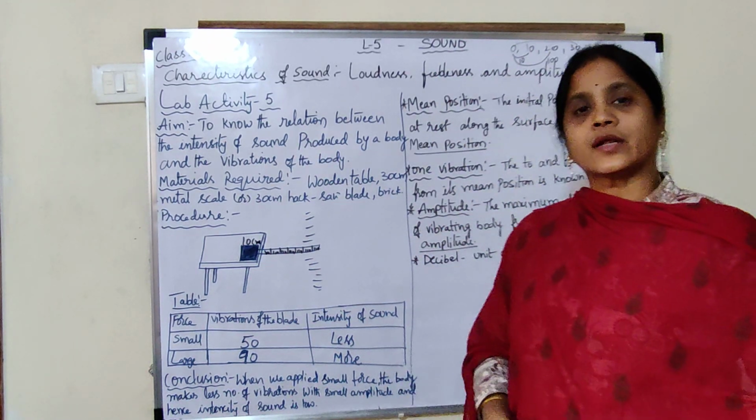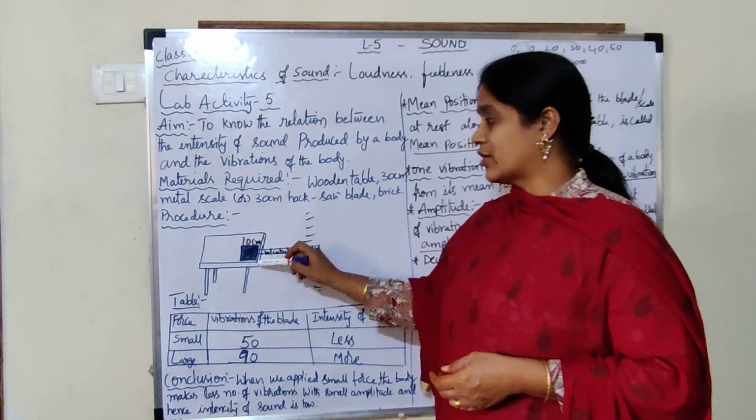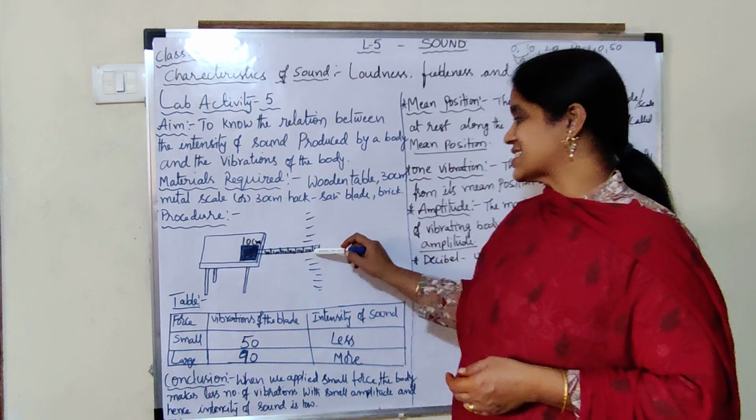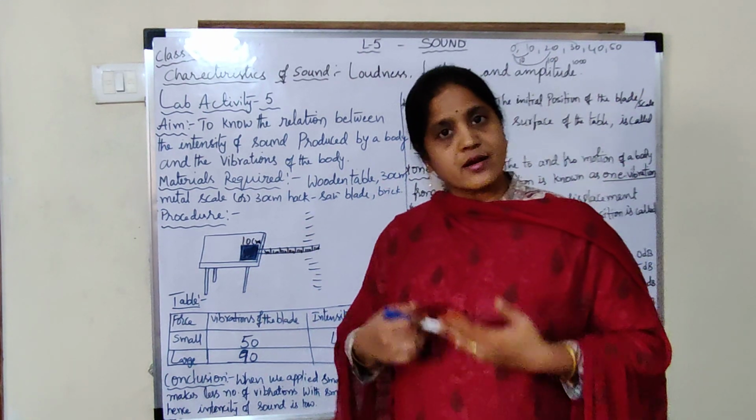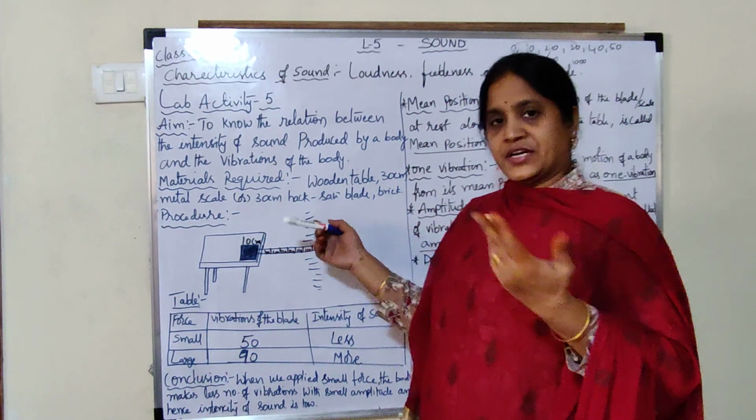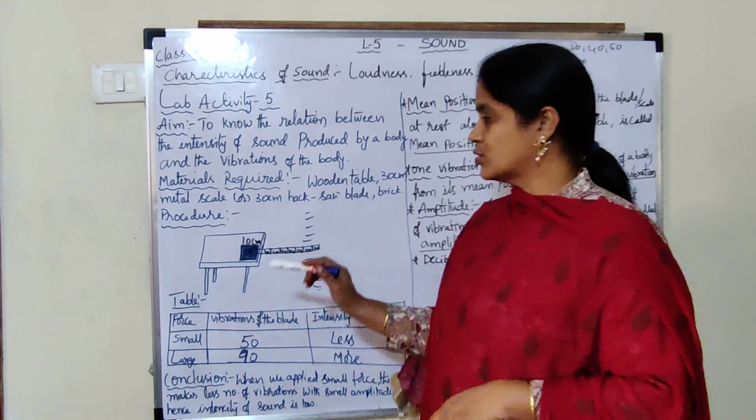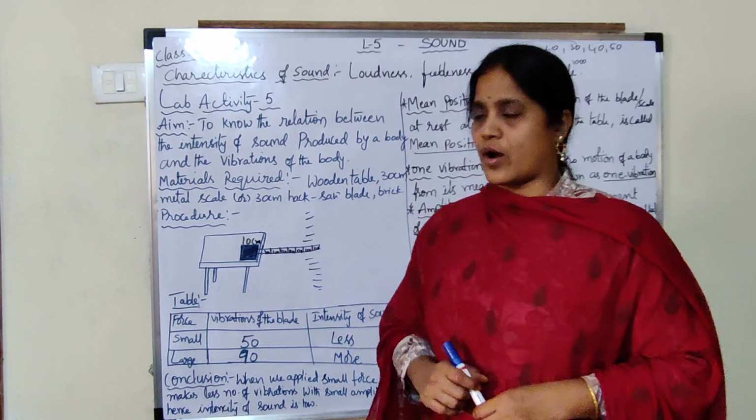What are the materials required? Here we require one table and one scale. Either a metal scale, a plastic scale or hacksaw blades. You can take any one, and you take one heavy brick. So these three materials are required.